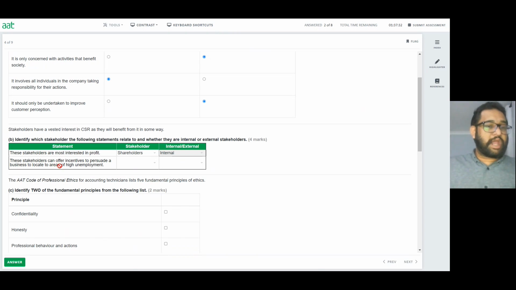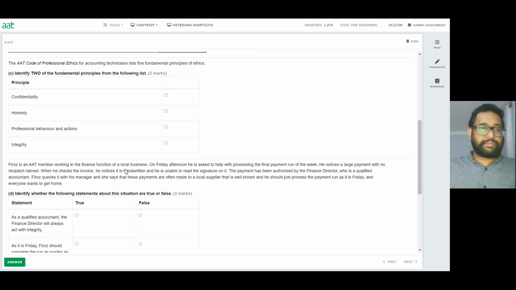These stakeholders can offer incentives to persuade a business to locate to areas of higher unemployment. This is going to be the government, isn't it? Because the government will say, if you set up a business in this part of the United Kingdom, we will give you some subsidies, because you're providing jobs to people in an area that has high unemployment. The government can be that stakeholder, and they are definitely external.